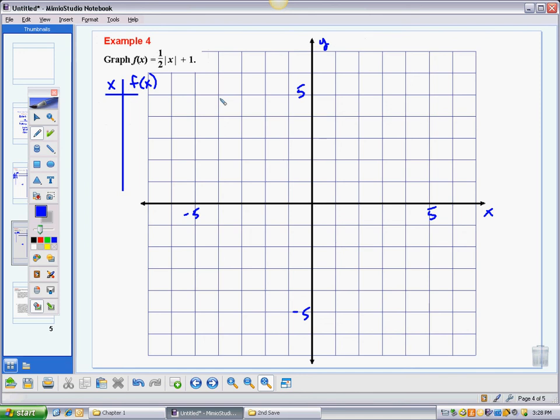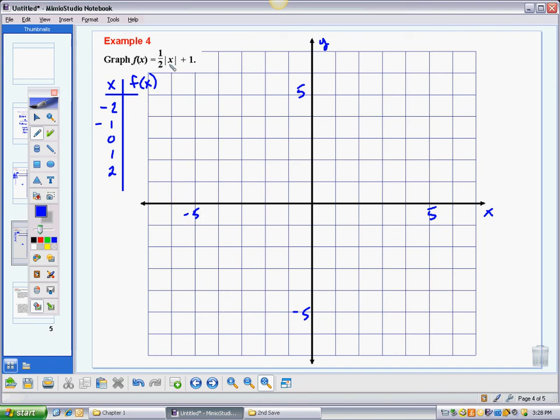Now the next function that people were a little bit overwhelmed with was the absolute value function. And in this case, we're not going to look at any of the rules with stretching, compressing, horizontal and vertical shifts and all that. I simply want you just to do this with an input-output table. Okay? So I'm going to grab some input values at random. And then I'm going to plug them into my function and get outputs.